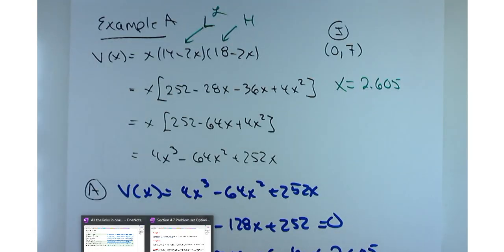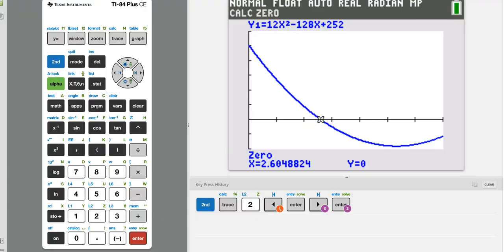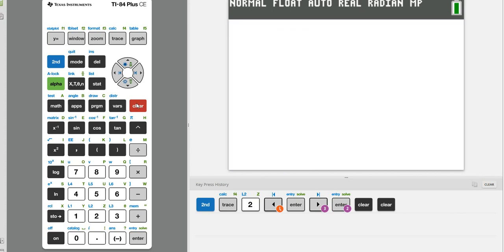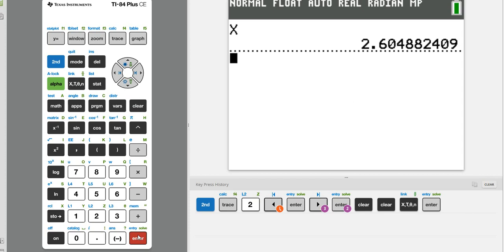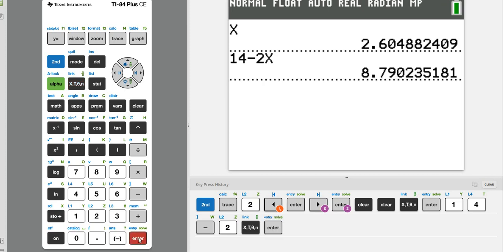As far as the other two dimensions are concerned, there's something nice that your calculator does for you. Take a look at this value. It's kind of long and not too user friendly, but if you exit the graph and type X, what do you notice about X? It's got that value stored in it. So if I wanted to find, say, 14 minus 2x, I can do that. So 14 minus 2x is about 8.79.